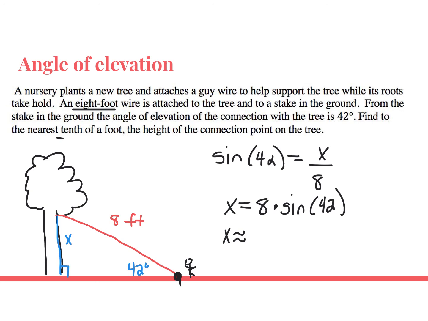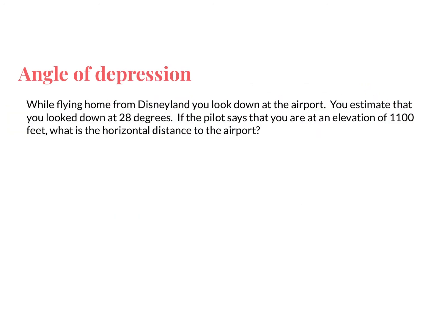It said to the nearest tenth of a foot. For this question, it's specified. So we're going to round to 5.4 feet tall to the nearest tenth. Remember, you have to read the question carefully with that angle of elevation and draw your picture. Angle of depression is a little bit harder. Again, I strongly encourage you guys to reread the question as you're working on this. And again, draw out your pictures.